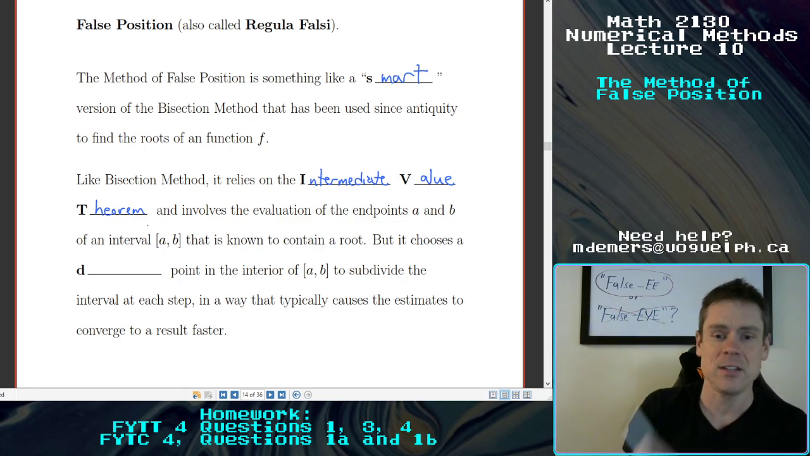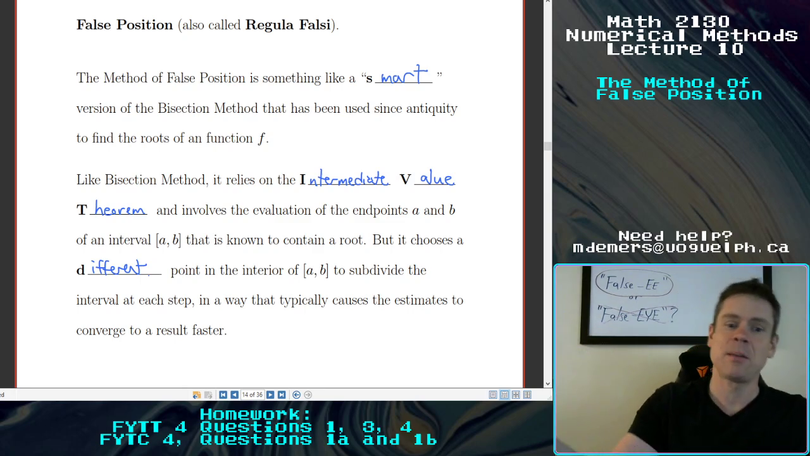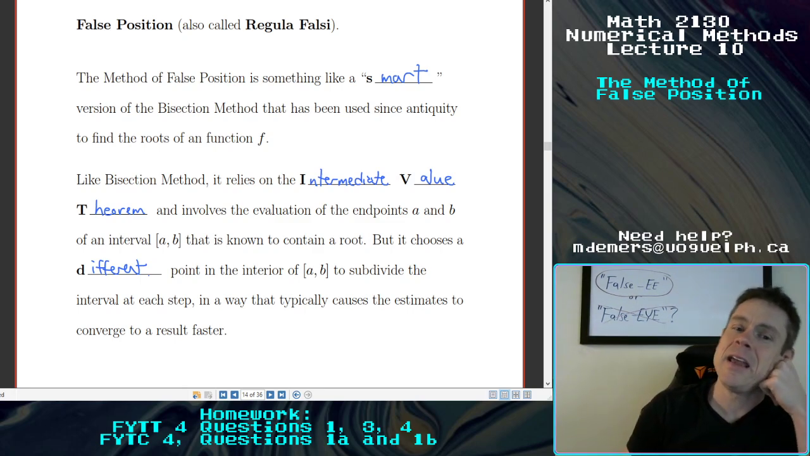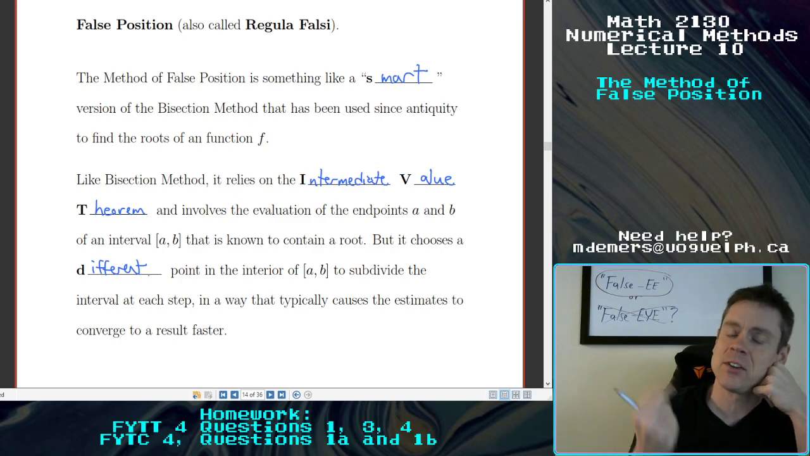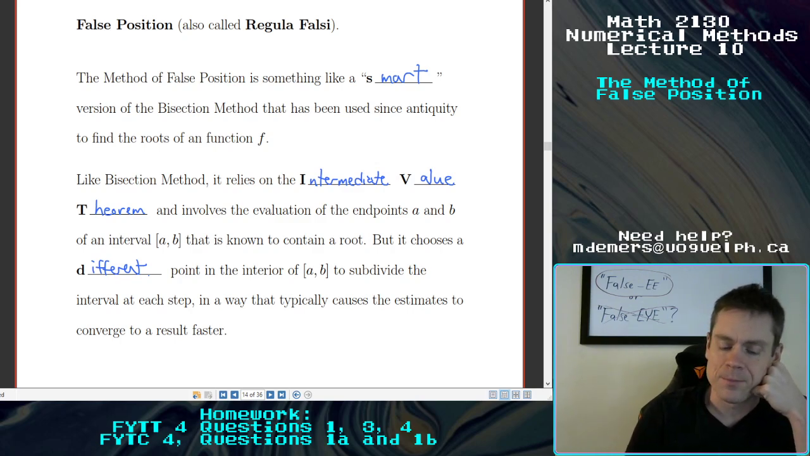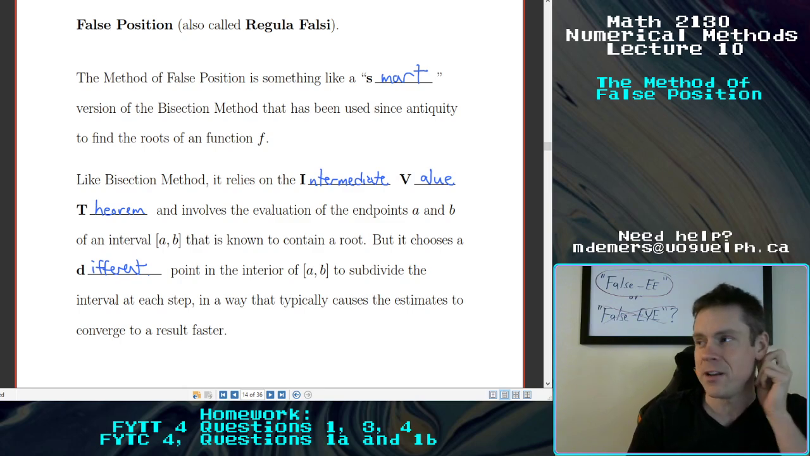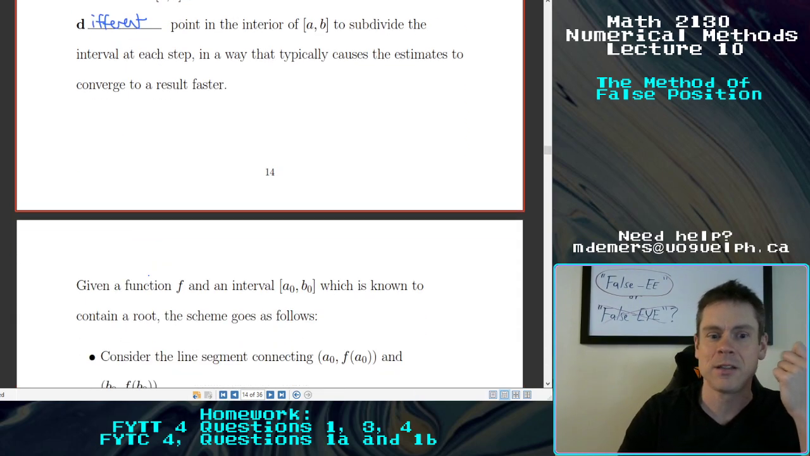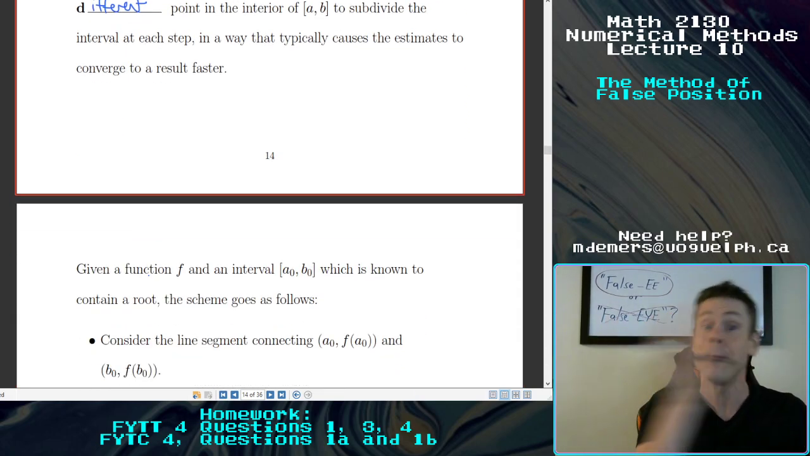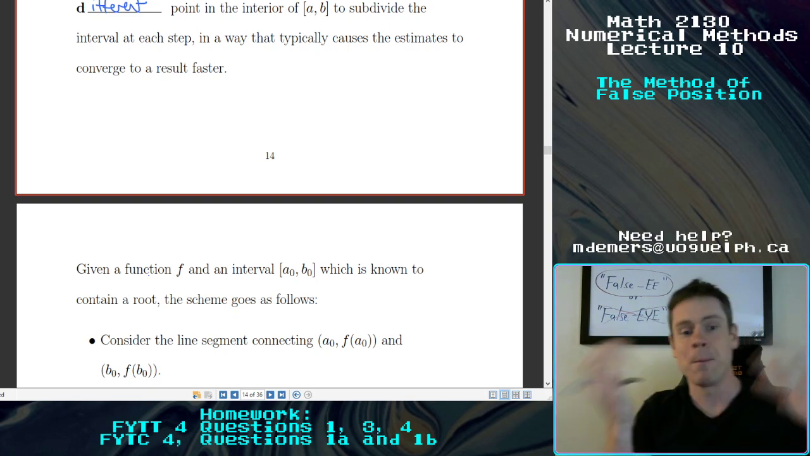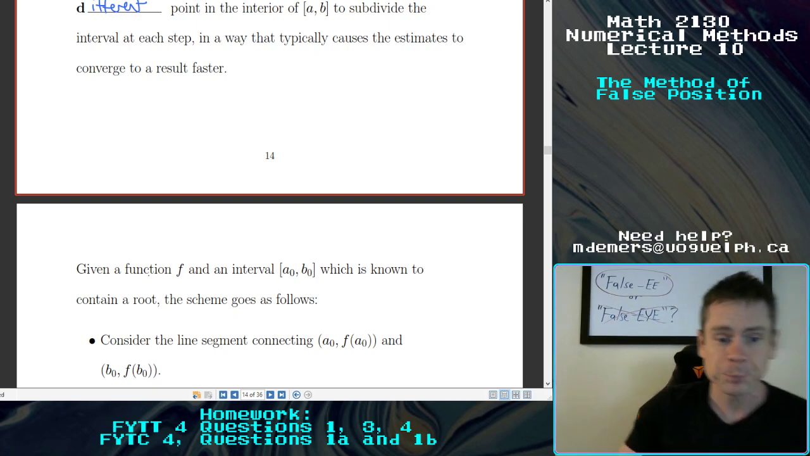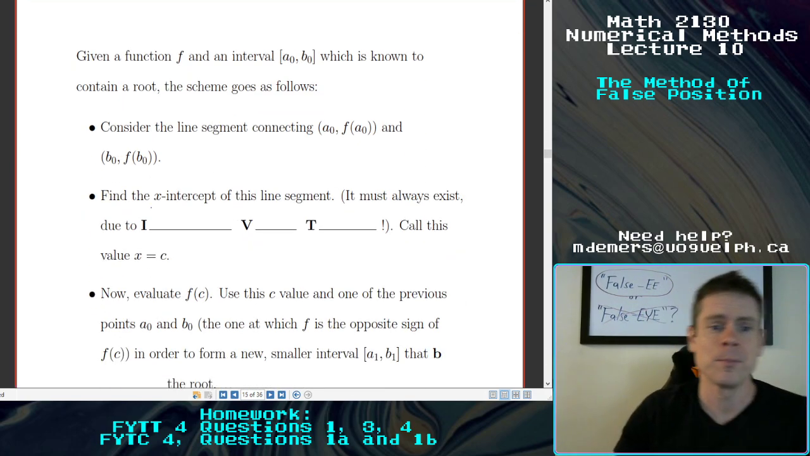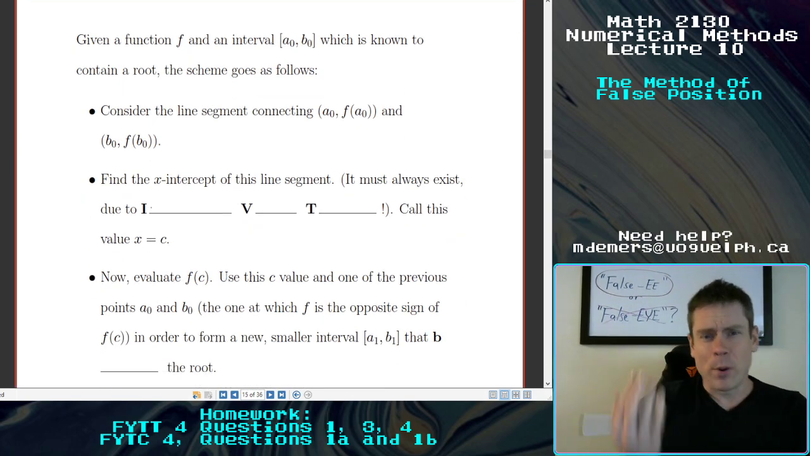But what it does is choose a different point in the interior of that interval to subdivide the interval at each step. It does this in a way that typically causes the estimate to converge to a result faster. What estimates you choose might depend on what your results are. There are different choices you could make, and we're going to see in an example that it might be good to choose our estimate as actually one endpoint of the interval rather than the midpoint. But that could depend on the function as well. So here's how it works. What is that different point that we choose in the middle?